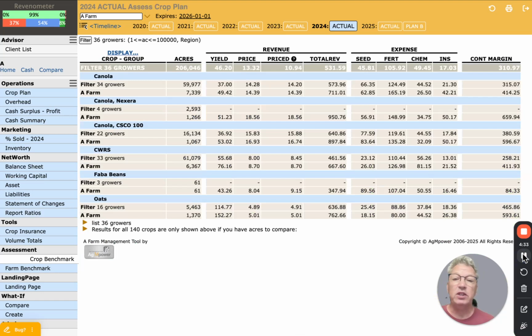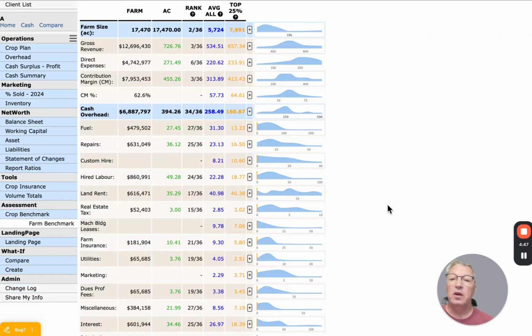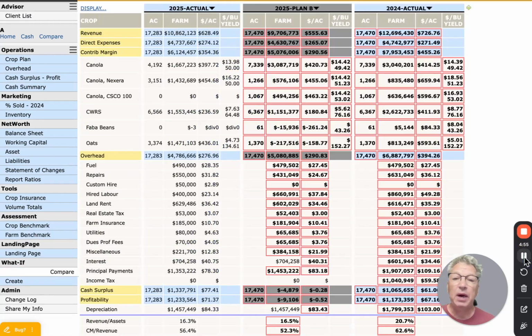You can go to our benchmark area and compare how your crops do to other people in your area or in your soil zone. Compare your yield, price, and your seed, fert, chemical usage. The important number here is the contribution margin. Maybe you would like to compare yourself on an overhead level to see how your fuel and repairs, etc. compare to others.